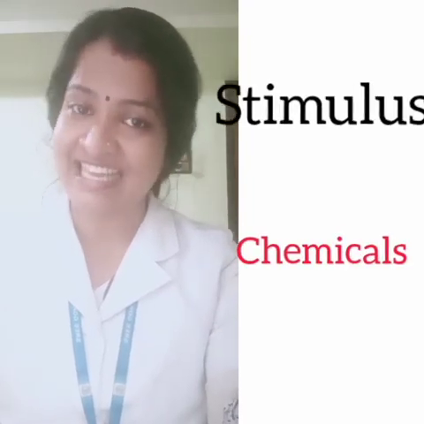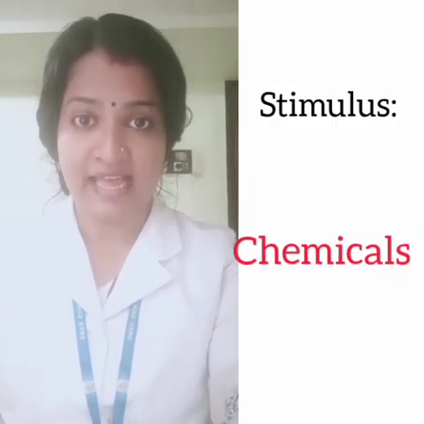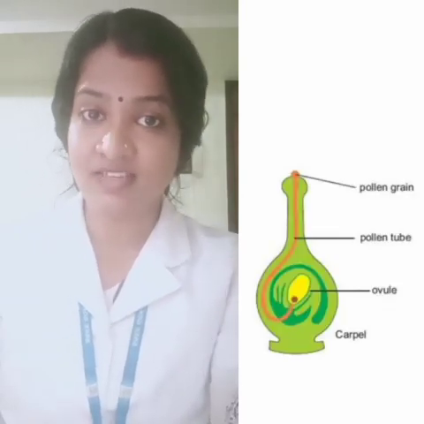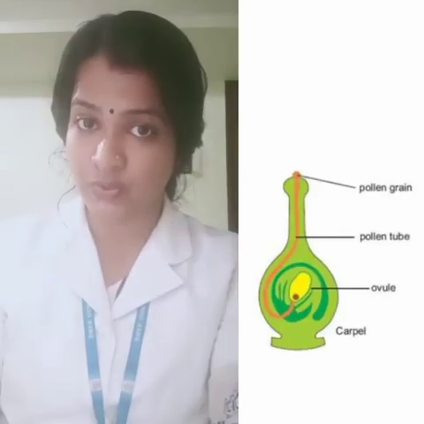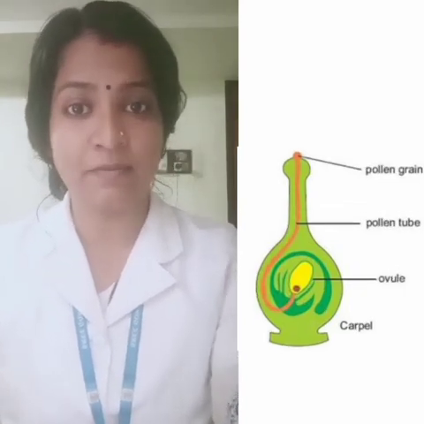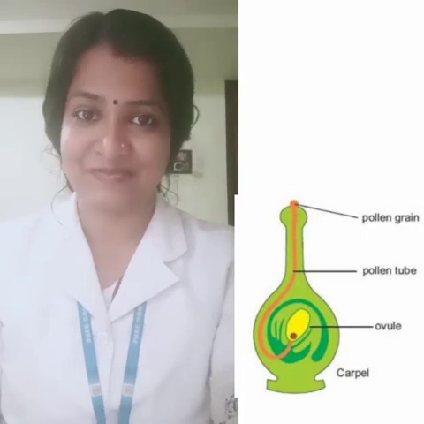The last one is chemotropism. Here, the stimulus is a chemical. In seed plants, the movement of pollen grains towards the female gamete is due to the secretion of some chemicals. That is an example of chemotropism.